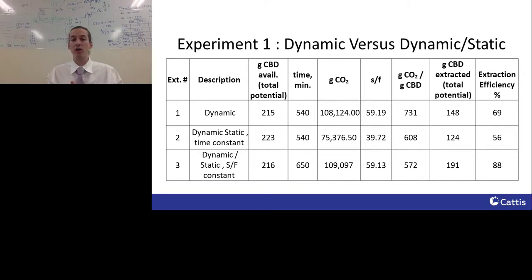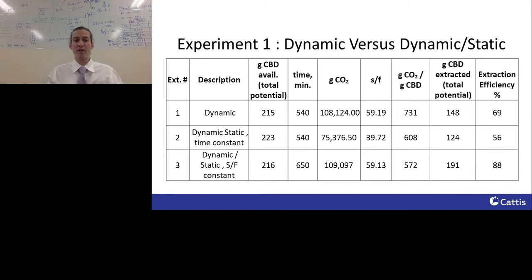But in trial 3, we harvested 191 grams of CBD, giving us an extraction efficiency of 88%. And looking at the other parameters, we've maintained our solvent to feed ratio of 59, which is great. And our grams of CO2 per gram of CBD is down to 572. Once again, meaning we're even more effectively using 1 gram of CO2 to pull out even more CBD, which is great. And so now our optimization work is moving in the right direction.